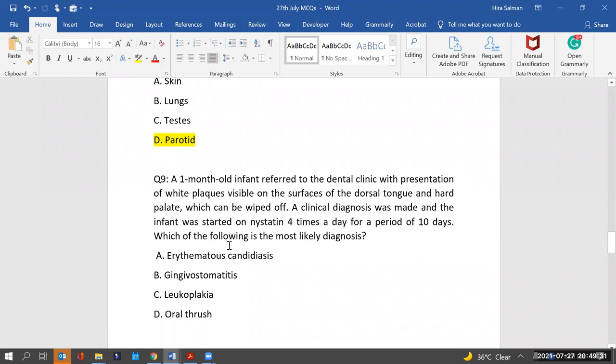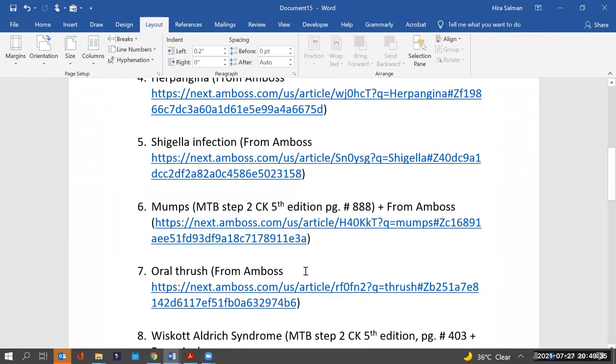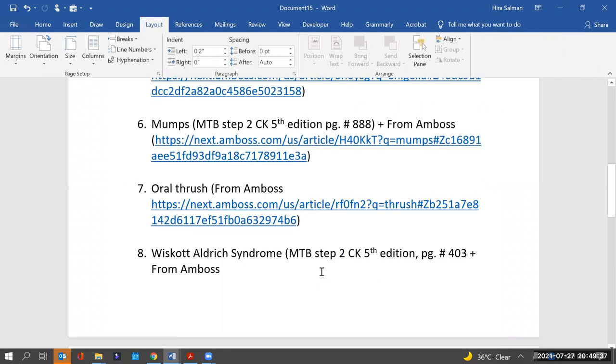Okay, so the next one, we'll go for the theory first. Oral thrush, candidiasis, we have dealt with in much detail when we were covering vaginal candidiasis. It's the same Candida albicans infection, but it's actually involving the mouth this time. If it's occurring in the mouth, the same thing happens, the whitish plaque you will see in the mouth, that's called oral candidiasis. Another name for oral candidiasis is oral thrush. So we'll look at the numbers.